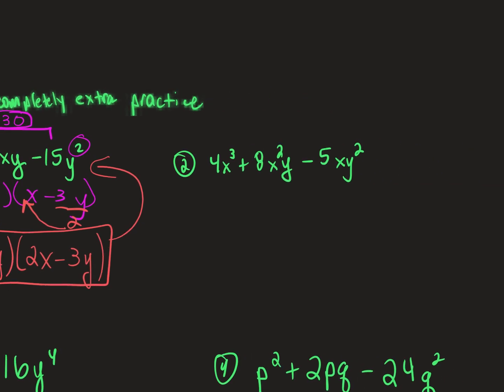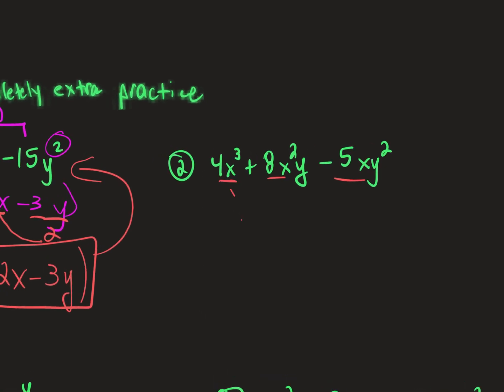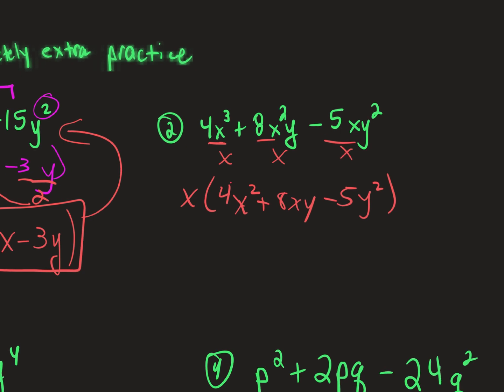All right, look at number 2. Same thing. I have 3 terms. I'm going to look for a GCF, and I notice that each one of these terms has an x in it. So I'm going to go ahead and divide out the x. Remember, we did not do anything with the x other than just pull it out in front, so it does not disappear. So that leaves me with 4x squared plus 8xy minus 5y squared. So I'm left with a trinomial, and I say, is this a perfect square trinomial?